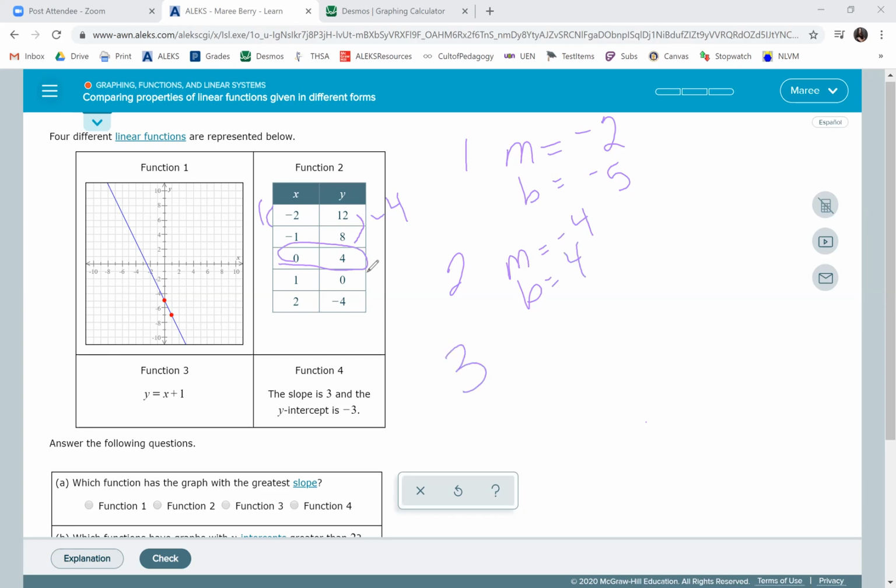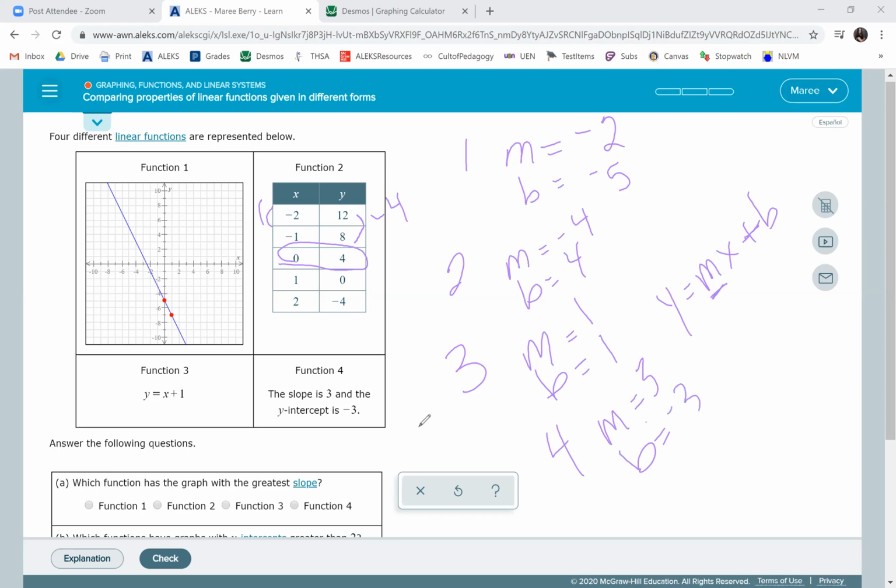Then function 3, we can just look at the equation. Remember that y equals mx plus b. So we need that number right in front of x. And if you notice on that particular graph, there's no number there, but we know that if we can't see a number, it's actually 1. So the slope is 1 and the y-intercept is 1. Then we look at 4. And it tells us the slope is 3, the y-intercept is -3.